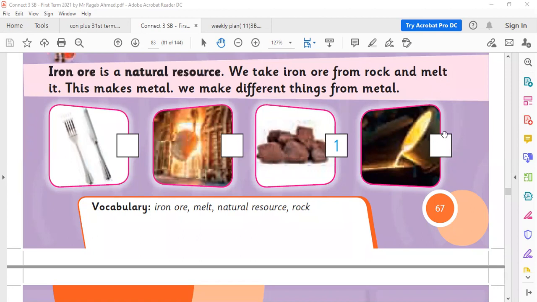After we take the iron ore, do we put it here or there? There. Okay, this is called the oven. So here, students, this is number 2. Now, who knows number 3? Raise your hand. I see Mustafa Murad. Yes, Mister. What is number 3? Milk. That's right. This is number 3. Number 4 is fork. Knife.